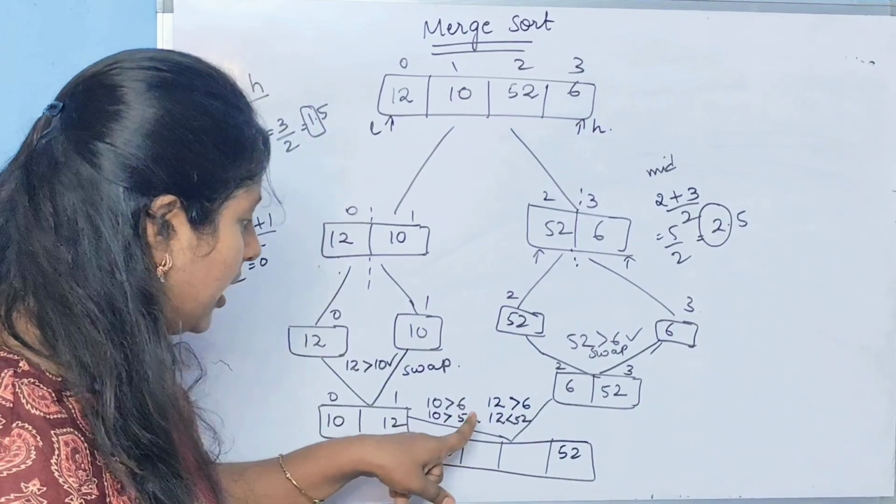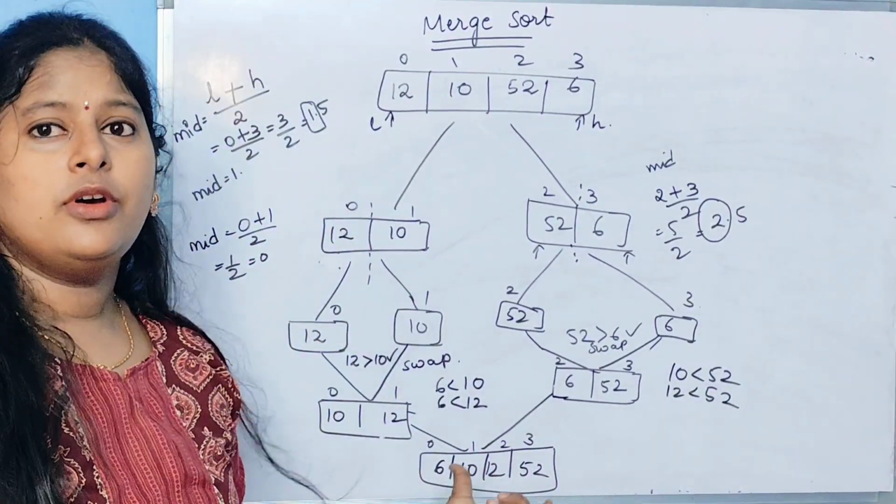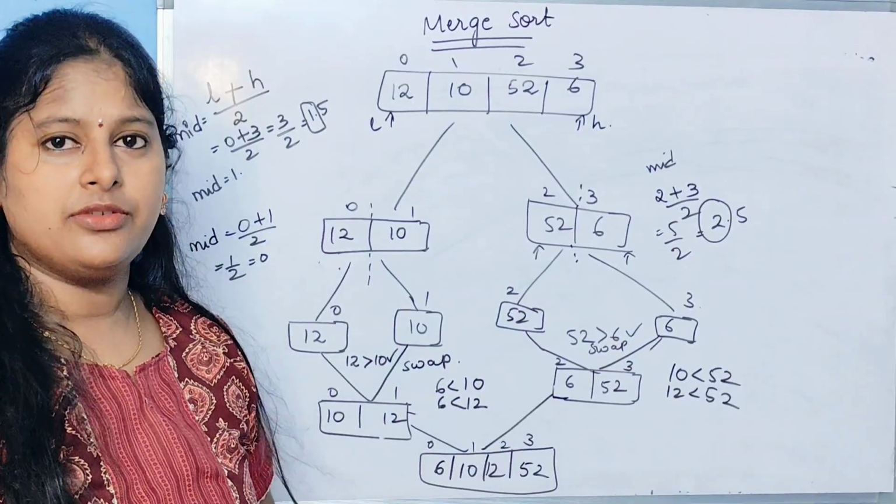Okay. Now, this is how you perform merge sort on a given array. Okay.